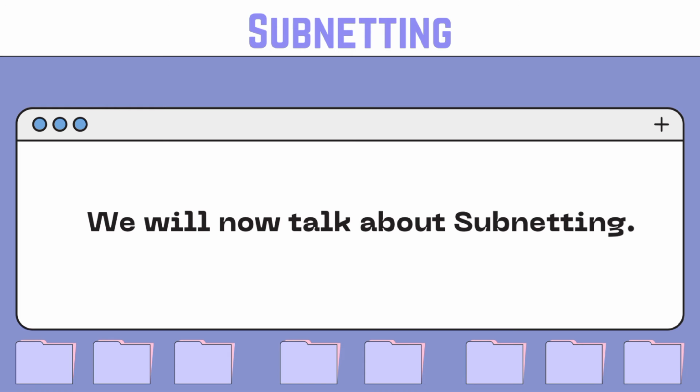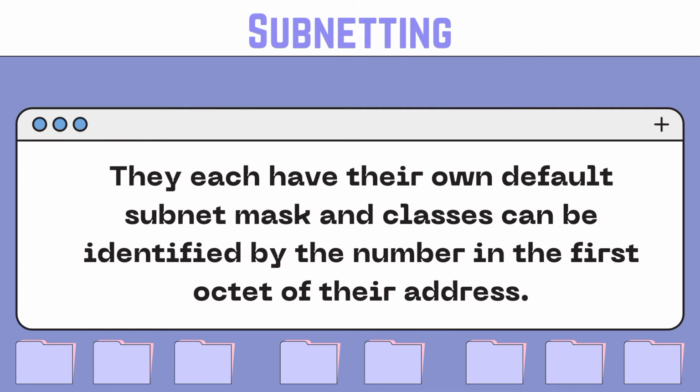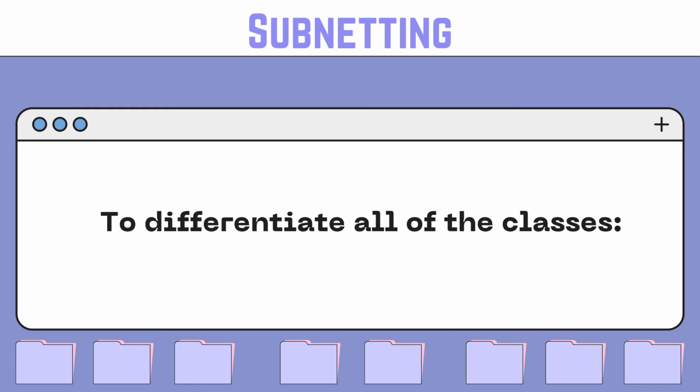We will now talk about subnetting. So first, we have three classes: Class A, Class B, and Class C. There are actually two more classes, which are D and E, but we will focus on these three. They each have their own default subnet mask, and classes can be identified by the number in the first octet of their address.